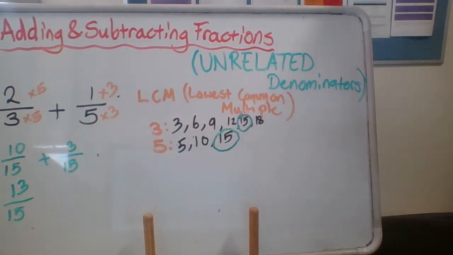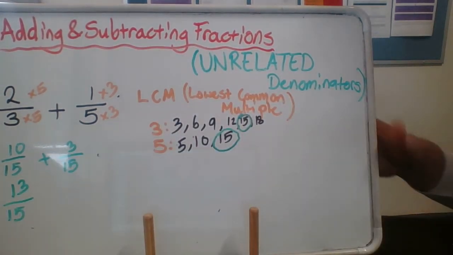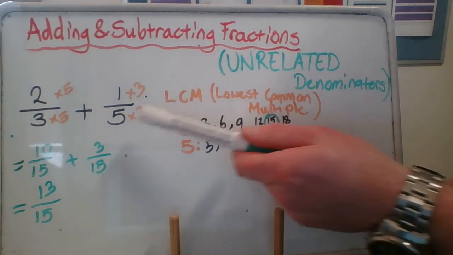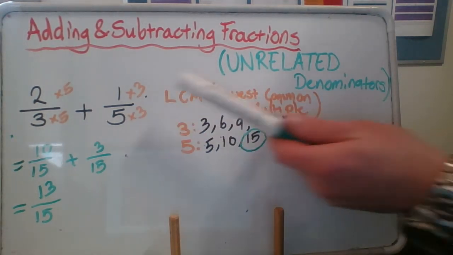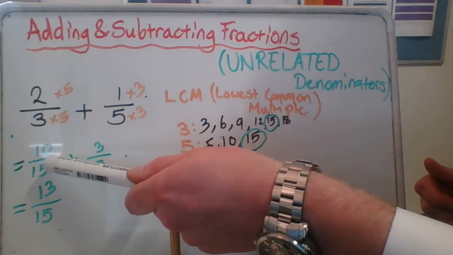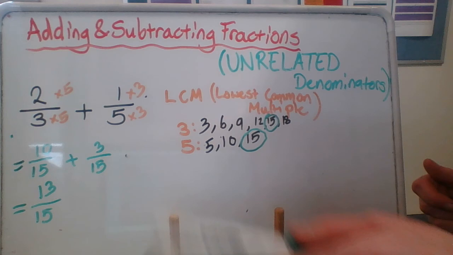Okay, so to recap, what you need to do first is find the lowest common multiple and then identify the multiplier or divider that you need to use to get that fraction to be that number. Okay, after that, we can write our new fractions, our equivalent fractions, and then add them together.